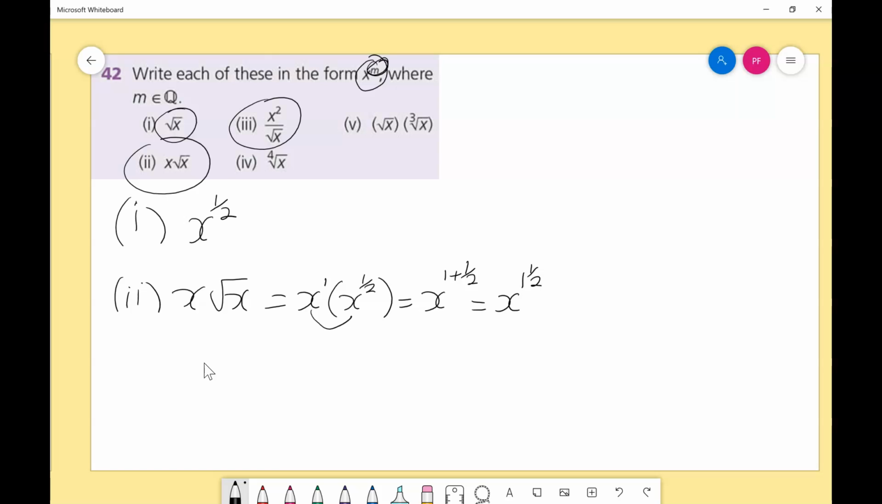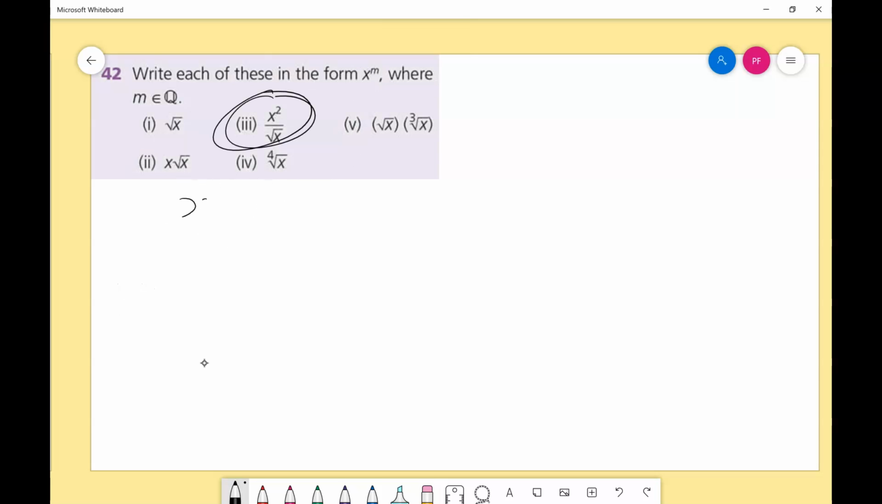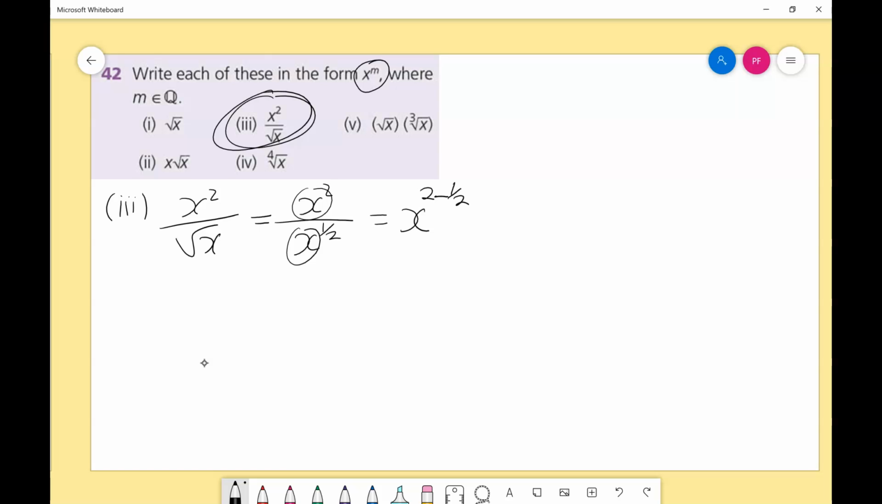Part 3. I'll clear us a bit of space before we do part 3. Okay, part 3. I've got x squared over the square root of x. So again, they want everything in the form x to the power of m. They only want indices. They do not want square root signs. So a square root is the power of a half. Now, with the same base numbers, what do we do when we're dividing? We subtract our powers. So it's x to the power of 2 minus a half, 1.5, or again, 3/2 if you wish.